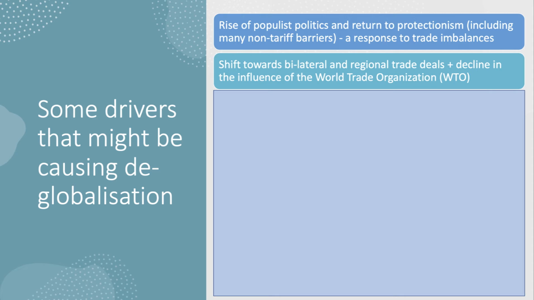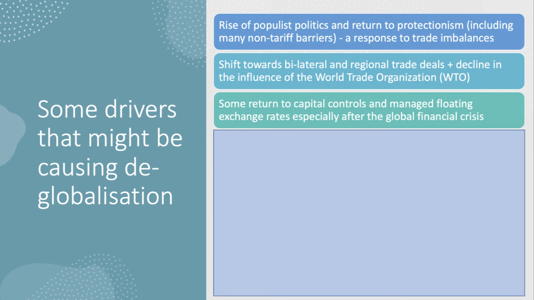So there's been a decline in the influence of the World Trade Organization, which is there to police the trading system and to try to get countries to agree to multilateral trade deals. There's been a shift towards bilateral deals between two countries and trade deals between regional blocs.